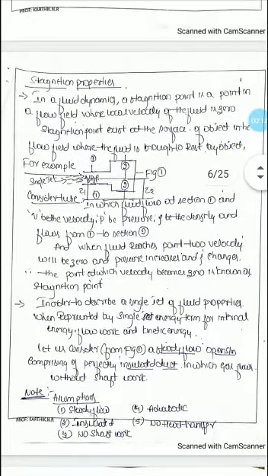In fluid dynamics, a stagnation point is a point in a flow field where the local velocity will be zero. At that condition, if you measure the properties, they are called stagnation properties. It may be temperature, then it is called stagnation temperature. If it is pressure, then it is called stagnation pressure. Density, then it is called stagnation density.